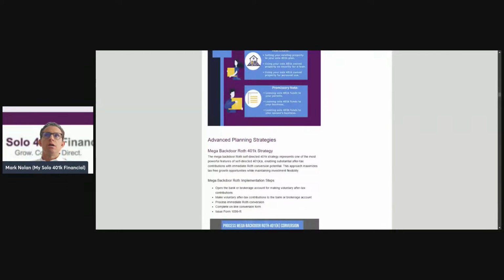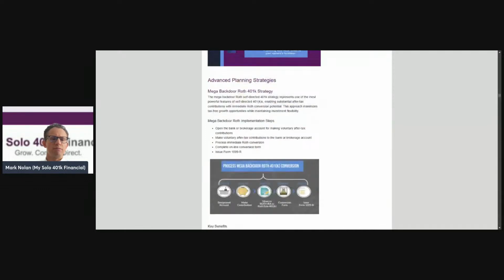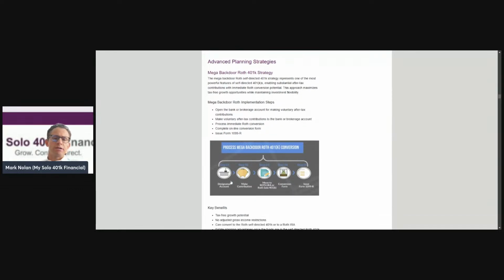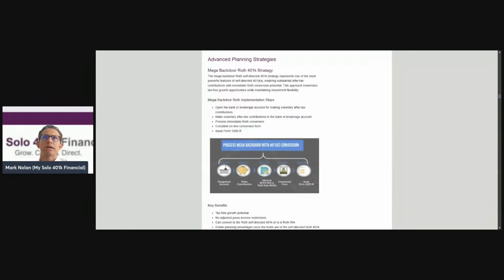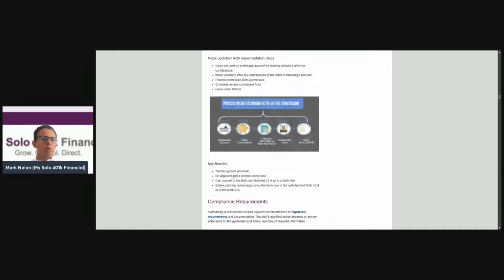So with the self-directed solo 401k, you can also do the mega backdoor strategy. It's called the mega backdoor Roth solo 401k strategy. This slide explains the steps involved. You have to open up a solo 401k plan with a company like My Solo 401k Financial, which offers a plan that allows for voluntary after-tax contributions as well as conversions. Then you have a separate holding account to make that voluntary after-tax contribution under the solo 401k. So one plan, just a separate bucket. And then that's going to get converted over to the Roth solo 401k or the Roth IRA.